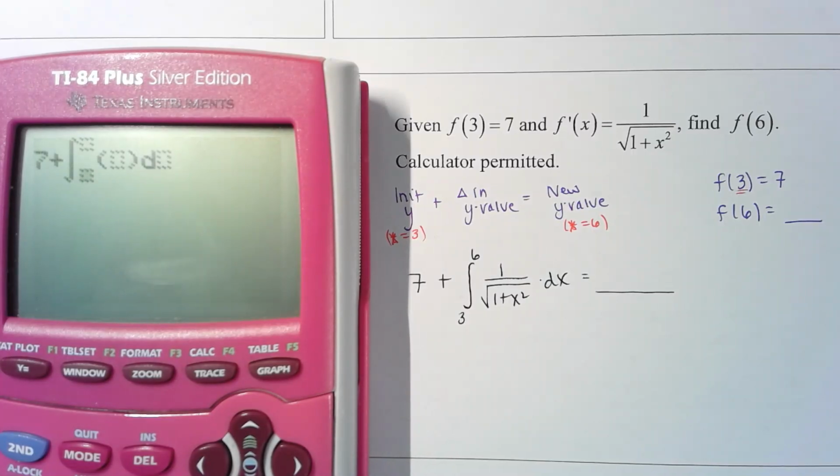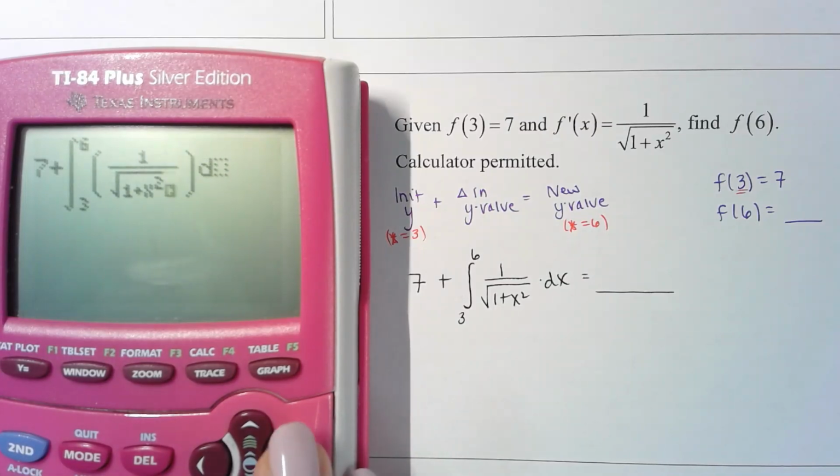So I've got my 7 out front. I know that's a little blurry. Plus the integral from 3 to 6. And then we've got our lovely fraction 1 over the square root of 1 plus x squared dx.